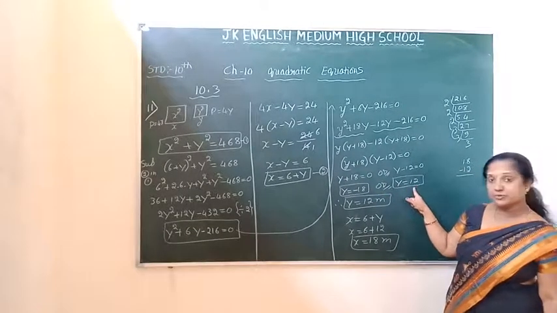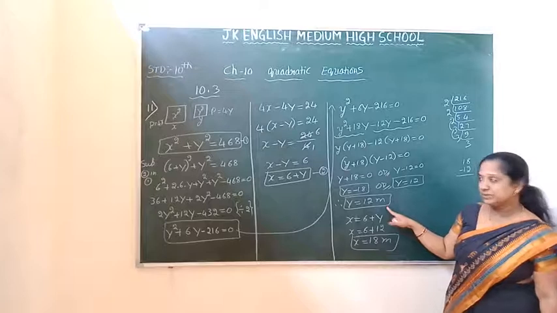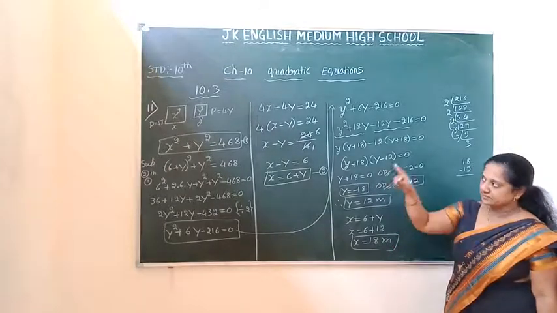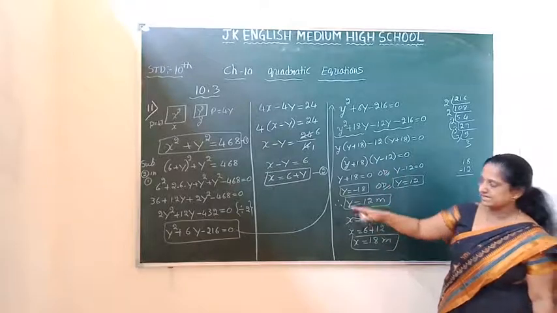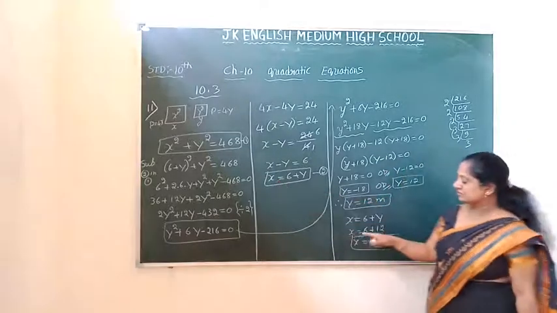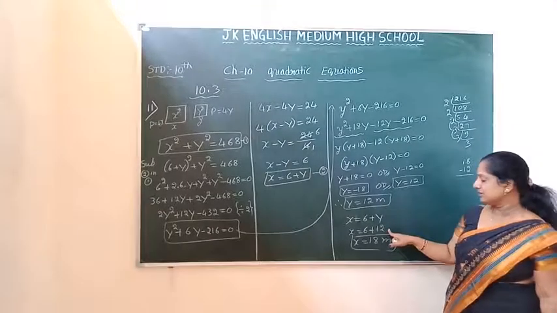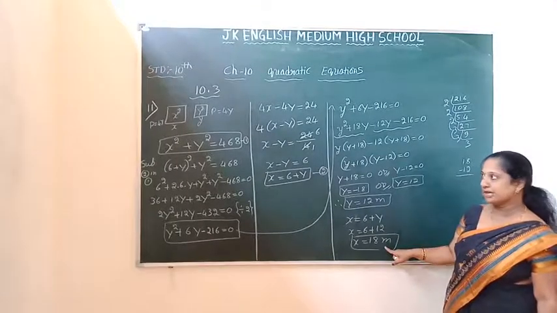So if I consider positive, then y is equal to 12 meter is the side of one of the square measurements. Another square's side measurement is nothing but x meter I have taken. So then x is equal to 6 plus y. 6 plus y value is 12. So x value I got is 18 meter.